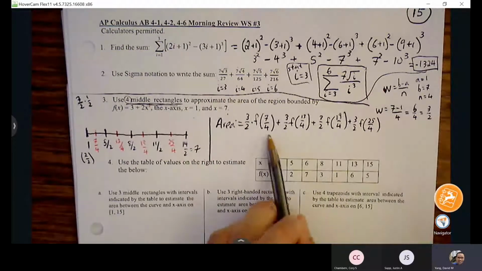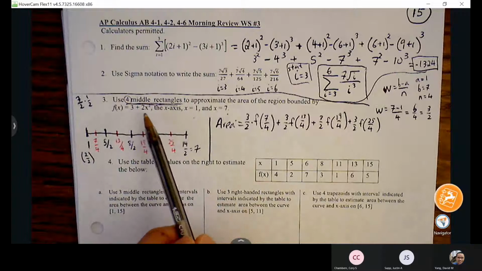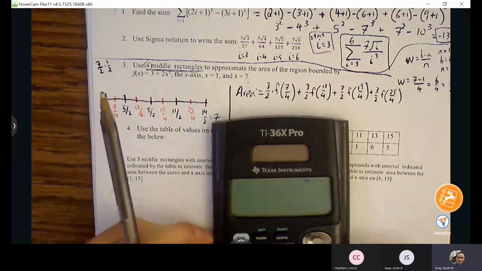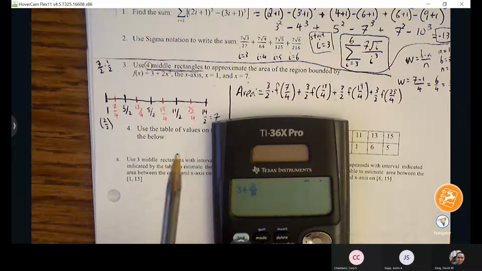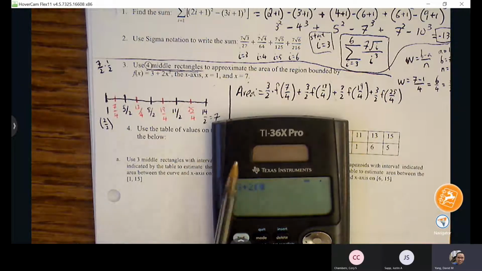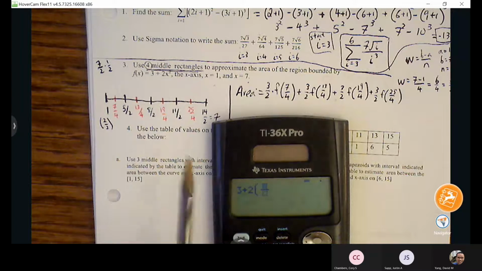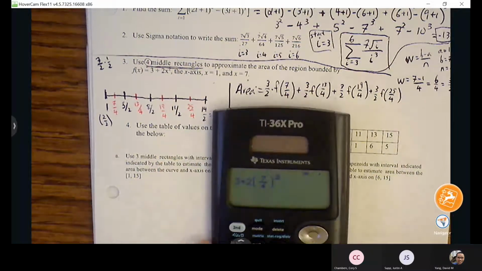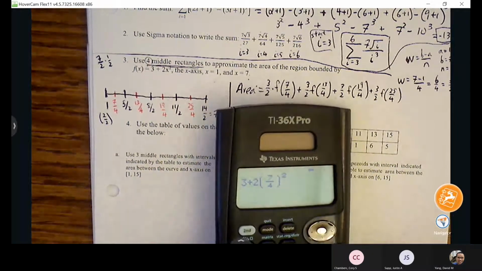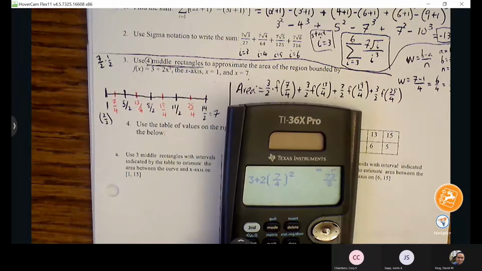So to find the heights, we enter 7/4 into the function. 3 plus 2x squared. That gives 9.125.